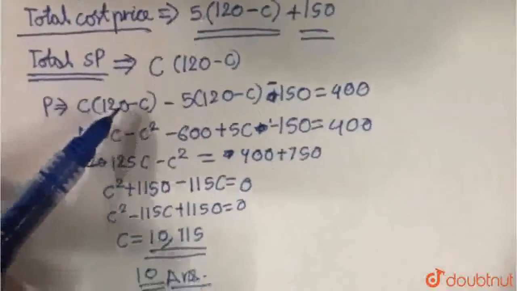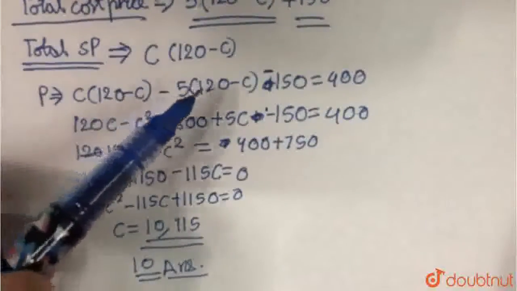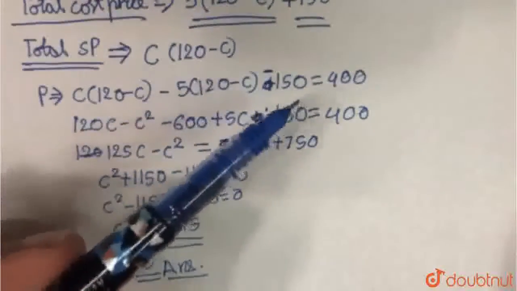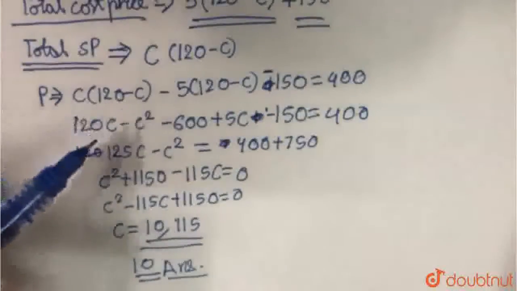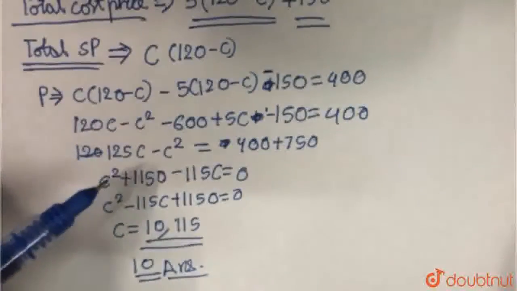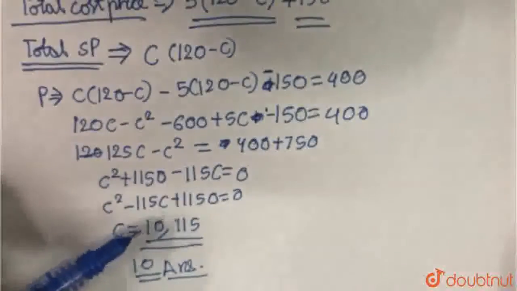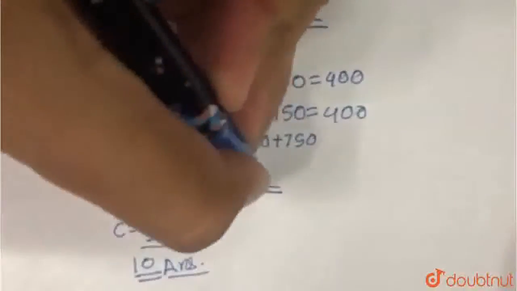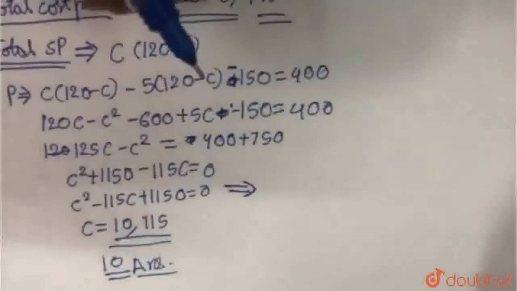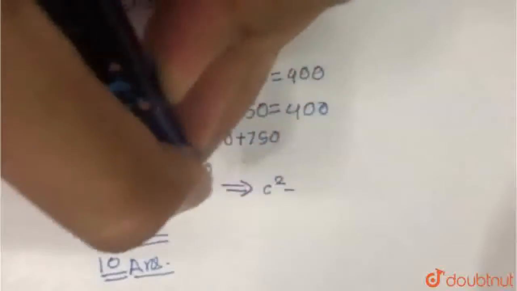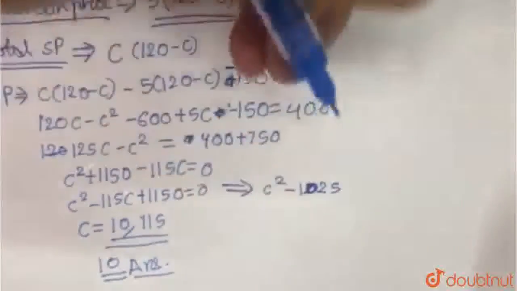So c into 120 minus c minus 5 into 120 minus c minus 150 is equal to 400. So upon solving this, we get the equation c square plus 150 minus 125c is equal to 0. And so here let me explain you how we got this. It might become easier for you to understand once I break it down. It is c square minus 125c minus 100 minus 125c, you could say.